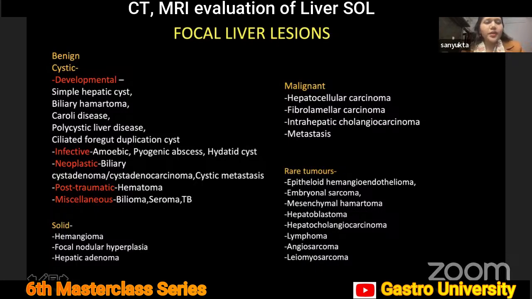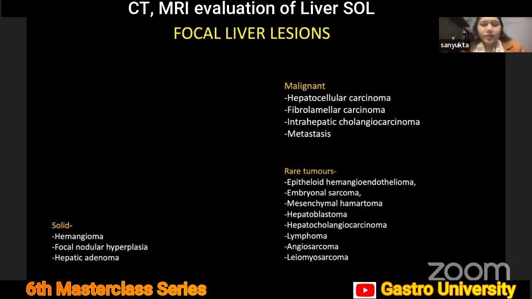As far as the simple hepatic cyst, biliary hematoma, or the Caroli disease, polycystic liver disease, the ciliated foregut duplication cyst, various infective causes such as the amoebic pyogenic abscess, hydatid cyst, neoplastic, post-traumatic, miscellaneous. So I'll not be talking about these in detail. We'll just see their pictures, and some of the rare tumors can't be covered in a short duration.